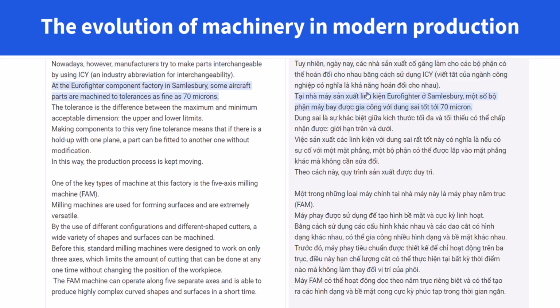At the Eurofighter component factory in Samlesbury, some aircraft parts are machined to tolerances as fine as 70 microns. The tolerance is the difference between the maximum and minimum acceptable dimension, the upper and lower limits. Making components to this very fine tolerance means that if there is a hold-up with one plane, a part can be fitted to another one without modification. In this way, the production process is kept moving.